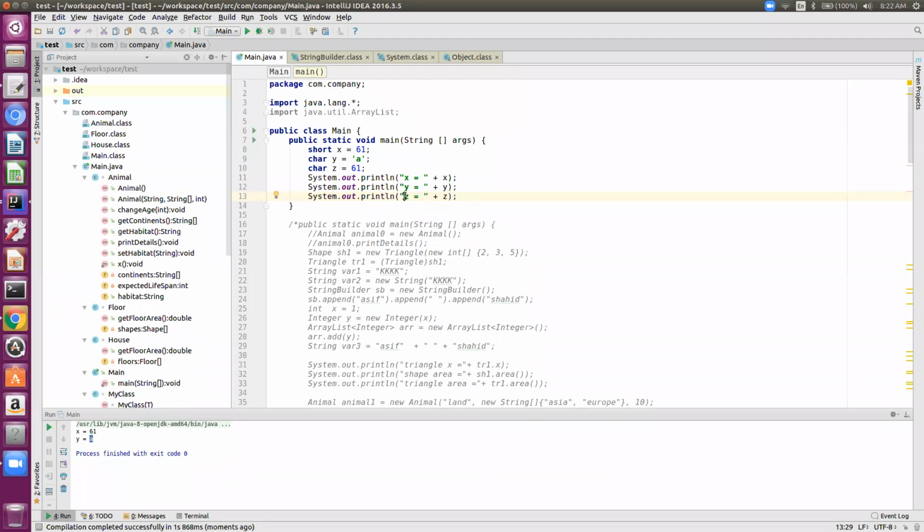So now what do you think z will print? A. Correct. Reason? Because z is a character type, not a short type. So the visual representation will be ASCII A.